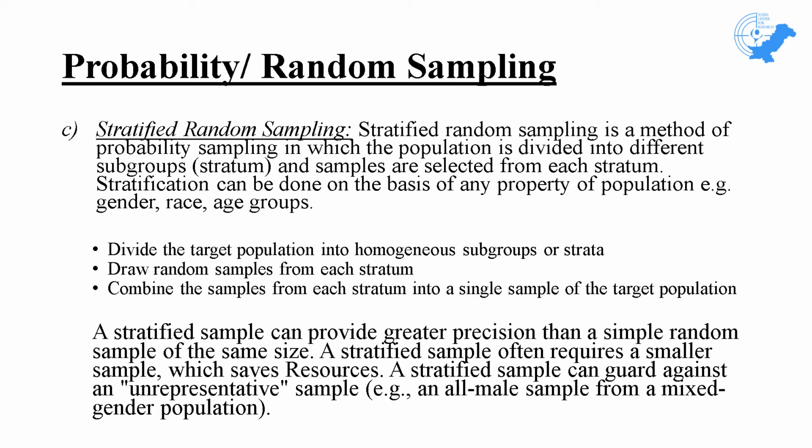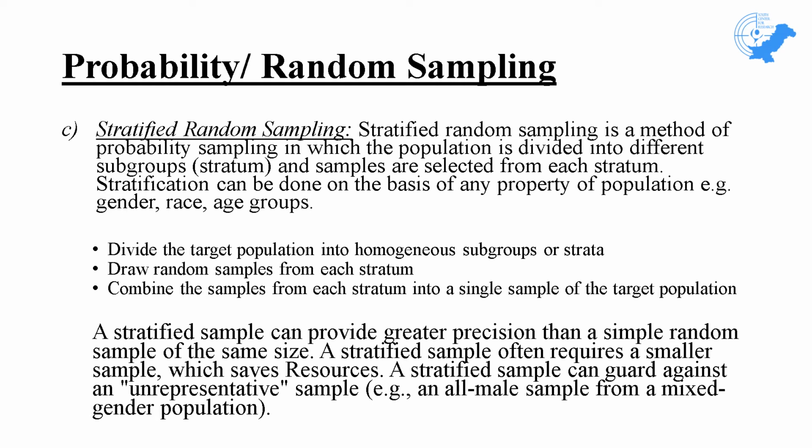Stratified random sampling is a method of probability sampling in which the population is divided into different subgroups and samples are selected from each stratum. Stratification can be done on the basis of any property of the population, for example, gender, race, age group, etc. So divide the target population into homogeneous subgroups or strata. Draw random samples from each stratum. Combine the samples from each stratum into a single sample of the target population.